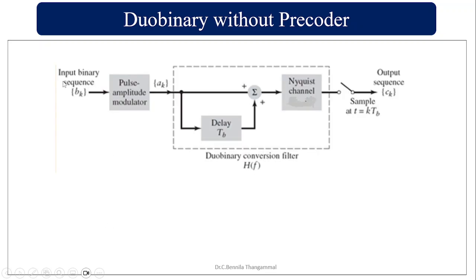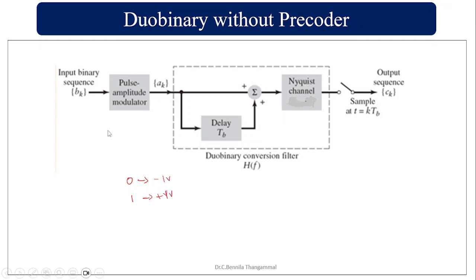Here the input binary sequence BK is given to the pulse amplitude modulator, which is used to make it into pulses, that is, voltages: minus 1 for 0 and plus 1 for 1. So for a 0 in the data sequence the value assigned is minus 1, and for a 1 the value assigned is plus 1 volt.